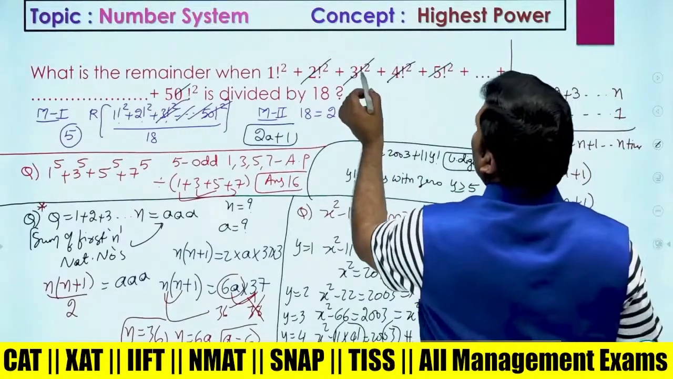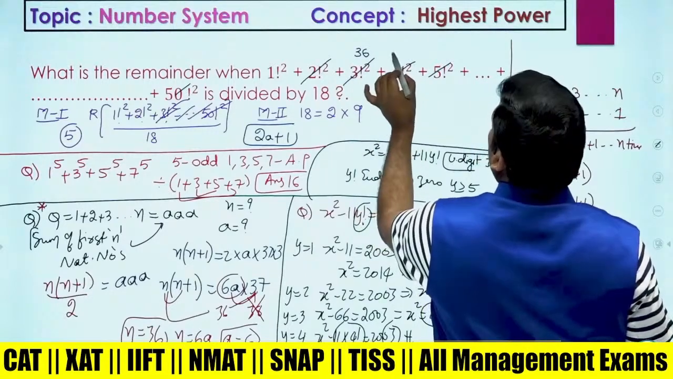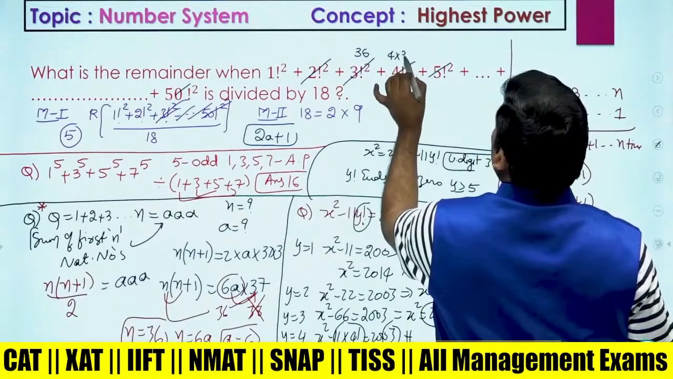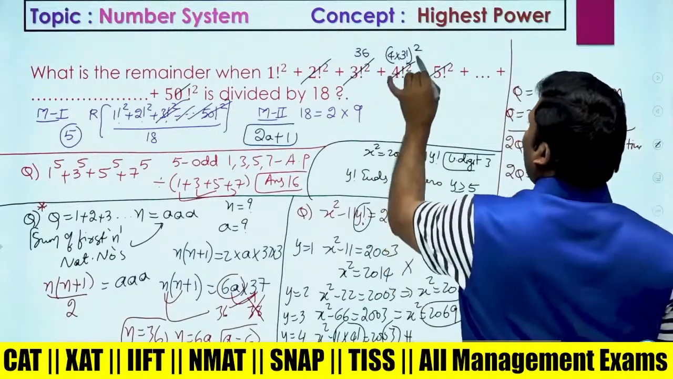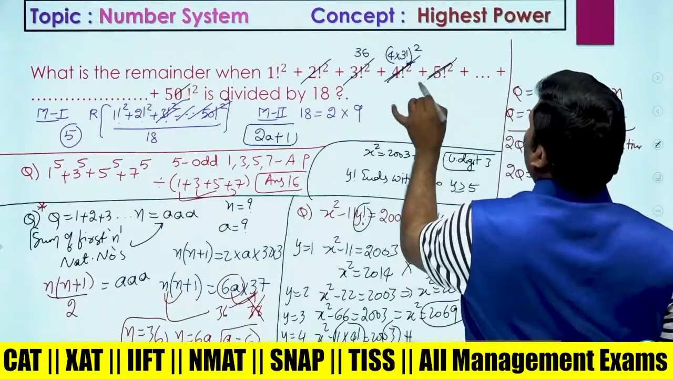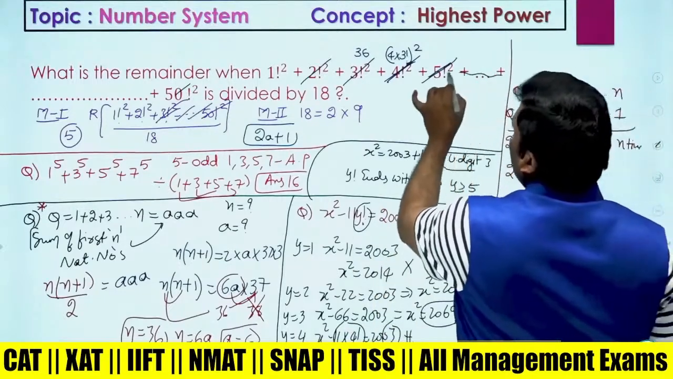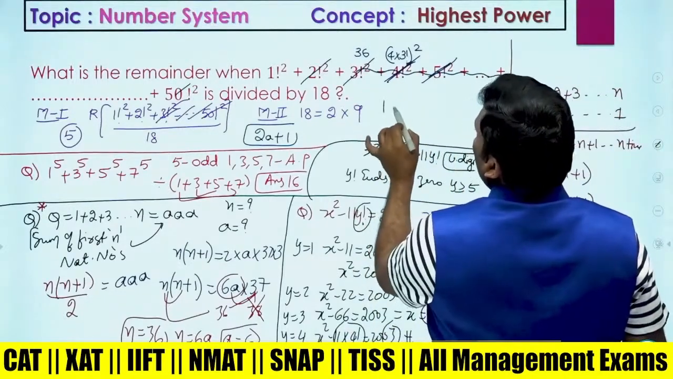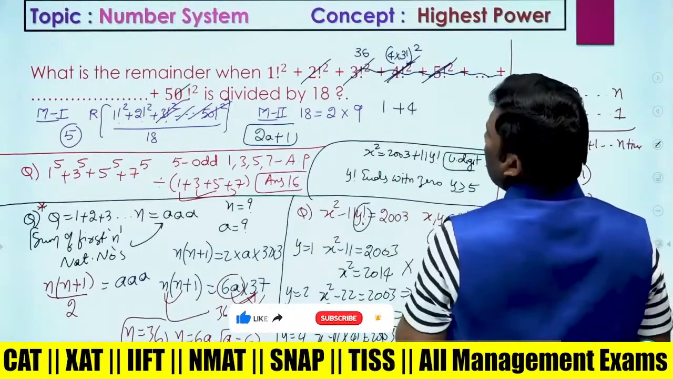3 factorial is 6. 6 square is 36, which is 4 into 9. The answer will be divisible by 9. 5 factorial, 5 into 4 into 3 factorial, is divisible by 9. So it will be 1 plus 2 factorial, 2. 2 2s are 4.